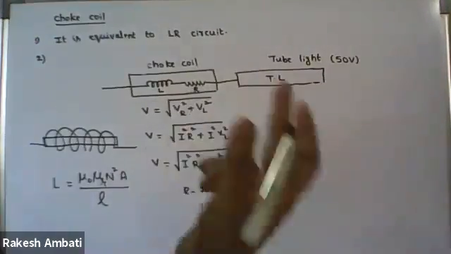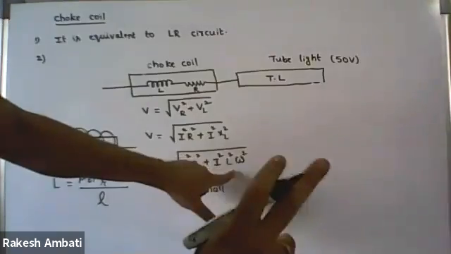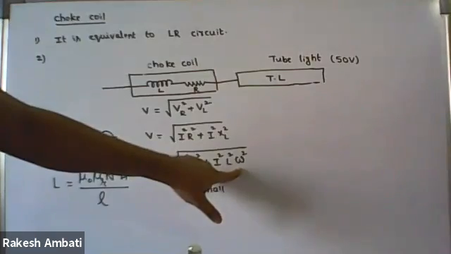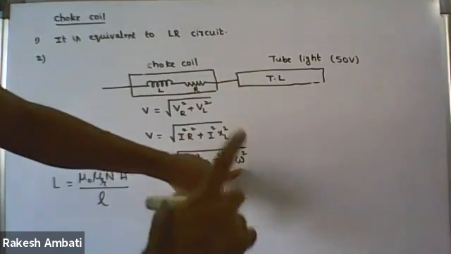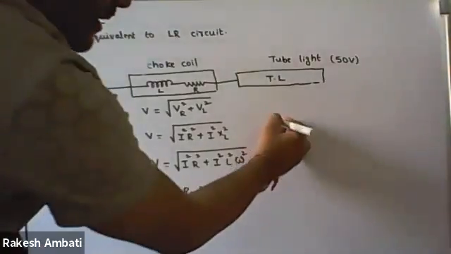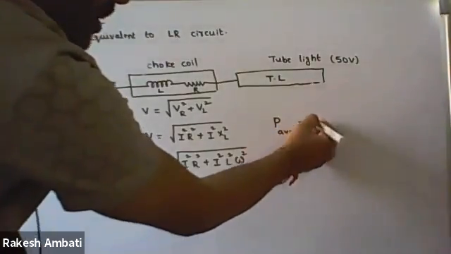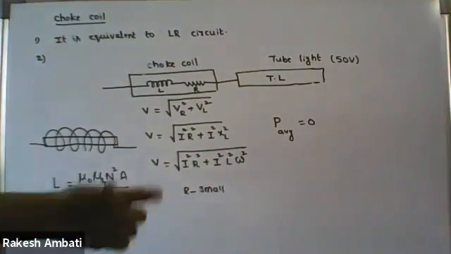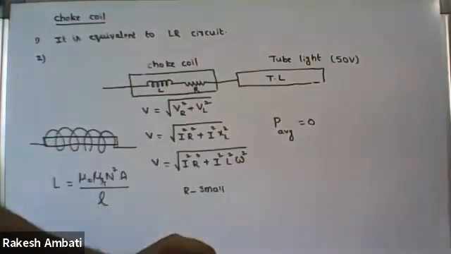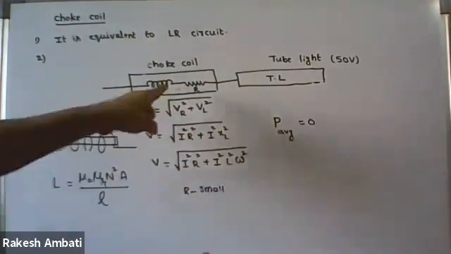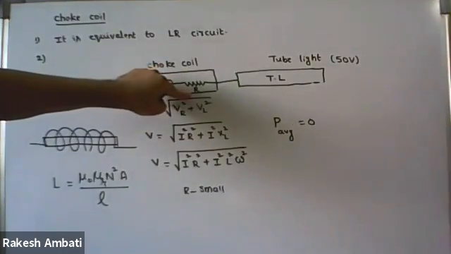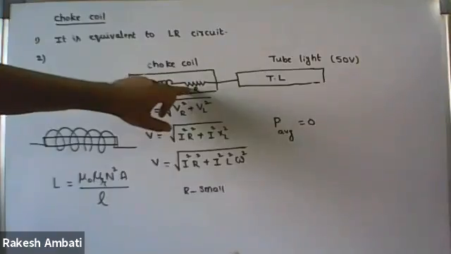You try to recall, in the case of a purely inductive circuit, only inductive, no resistance, how much power loss takes place? 0. In a purely inductive circuit, P average is equal to 0. That means whatever power loss takes place in the LR circuit, does it take place across both, or only across inductance, or only across resistance? Only across resistance.